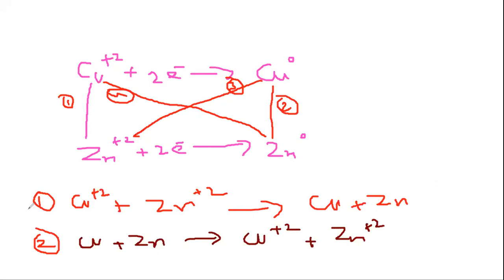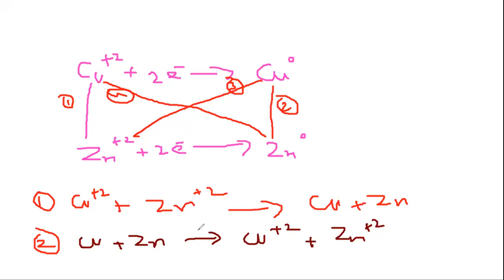So look at the first one. Actually, the first one and the second one are opposite to each other here. These are the reactant and these are the product, and in the second option, these are the reactant and these are the product. So let's finish deciding the possible reactivity of these metal ions to each other.